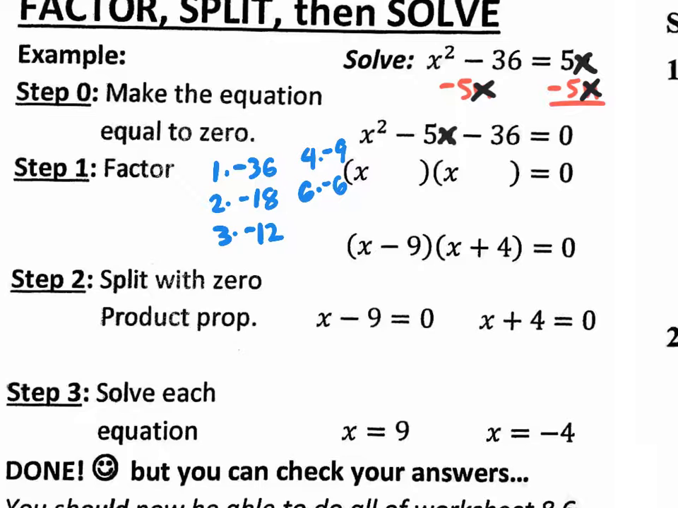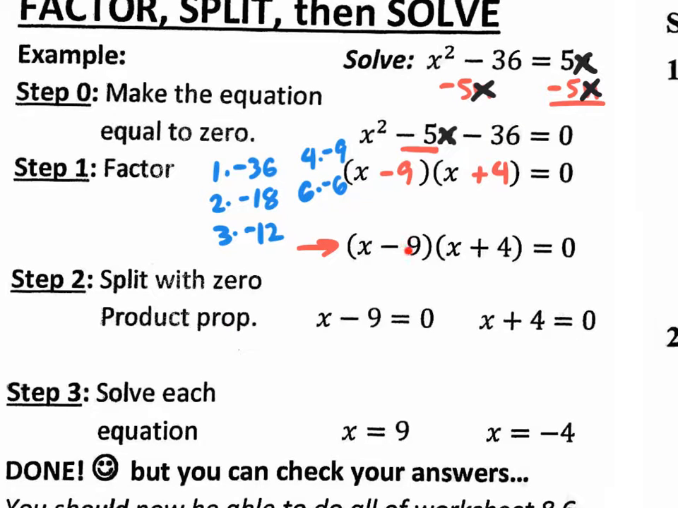Which pair of numbers combines together to give us this b value of negative 5? Negative 9 and 4, that's right. And you plug in the negative 9 and the positive 4 right there. Obviously, I already did that for you right here. But what do we do after we factor? If we read right here, step 2, it says to split it with the zero product property.